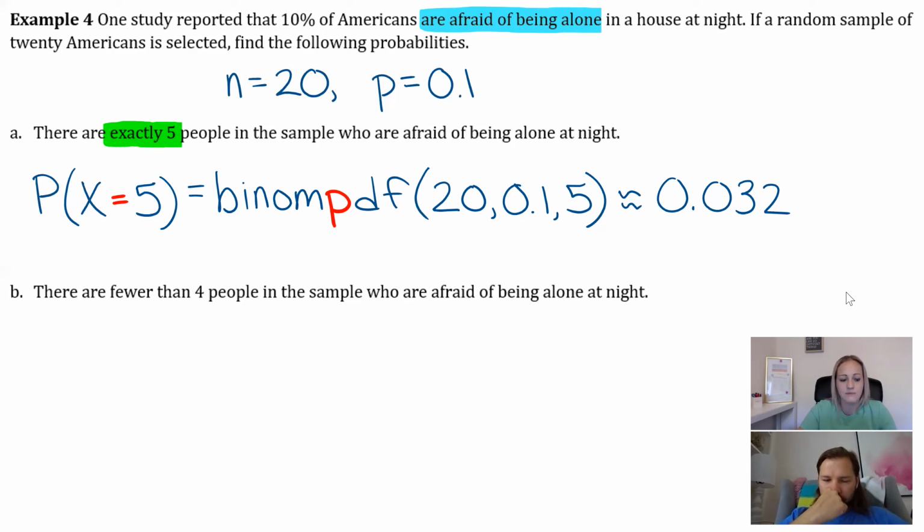So in part B, we want the probability that there are fewer than 4 people in the sample who are afraid of being alone at night. Okay, so fewer than 4. So if I translate that algebraically, do you agree with me, Dr. Insko, that that would be the probability that x is less than 4? Yeah, so 0, 1, 2, or 3.